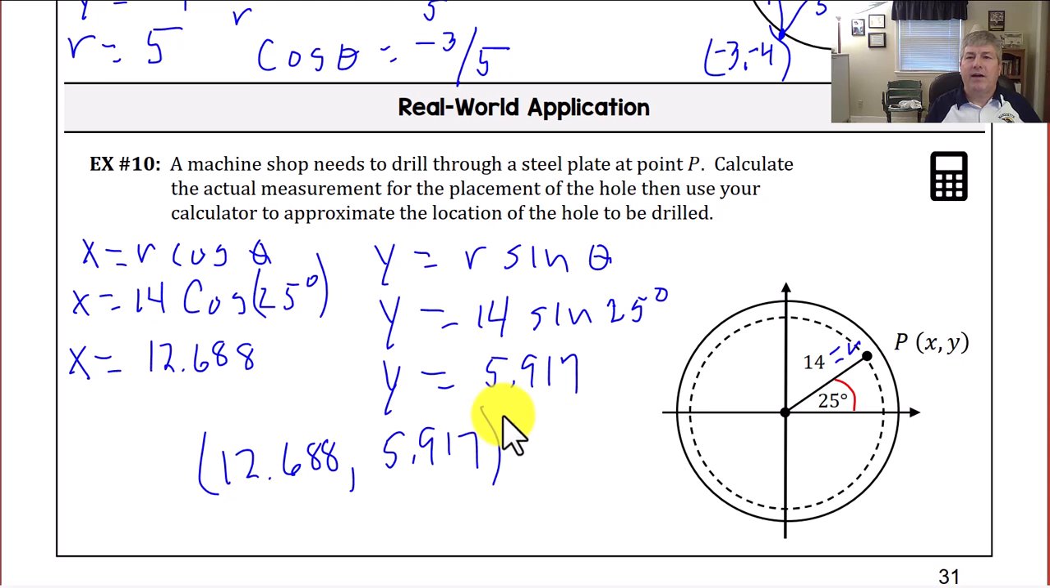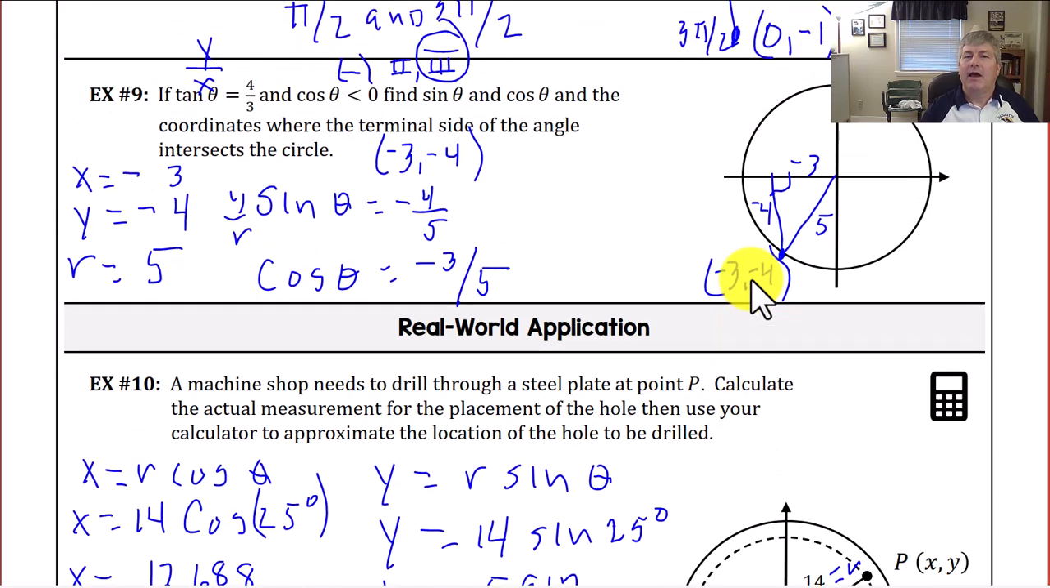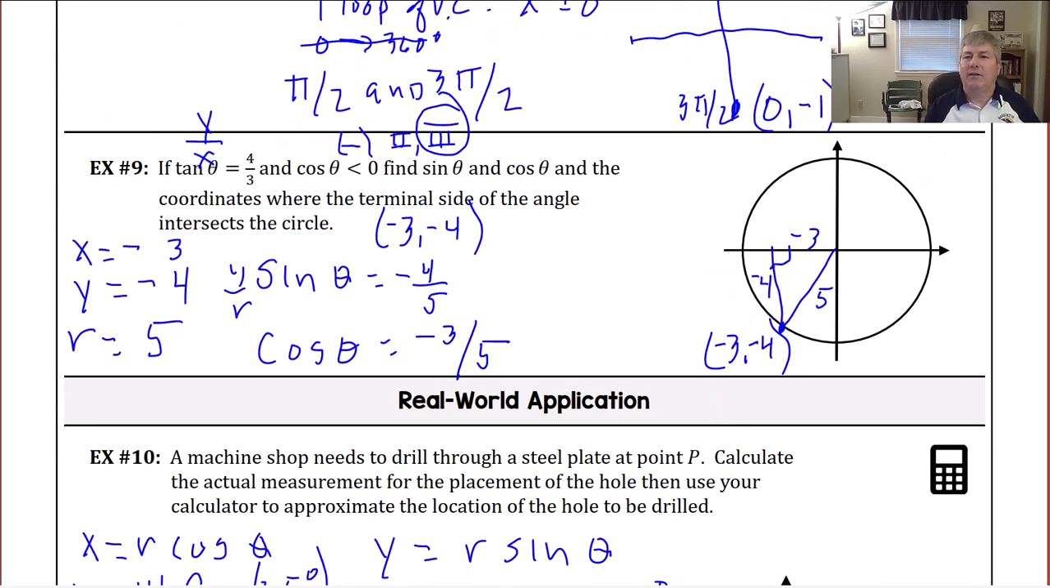So stealing the values from our calculator, I see x is 12.688, round to the nearest thousandth for AP, and y equals 5.917, and our ordered pair for point P is (12.688, 5.917), which will give us the approximate location of where to drill the hole for our machine shop. And that wraps up this lesson in trigonometry and finding x and y values given our trig functions. And we'll get some more practice with this when I see you in class.